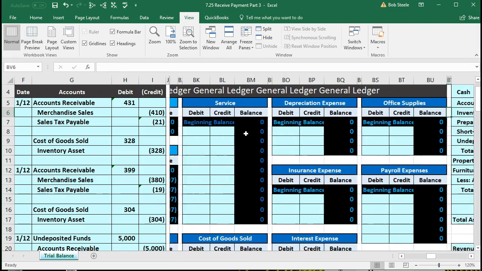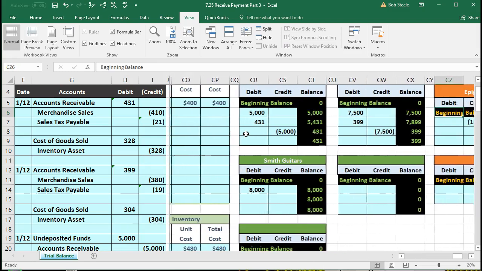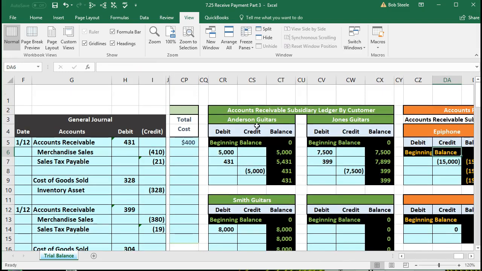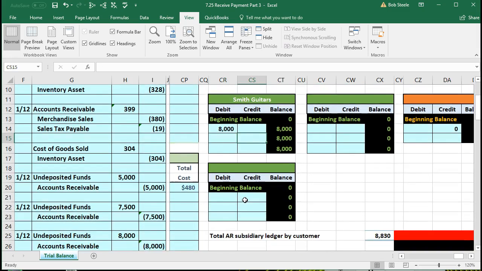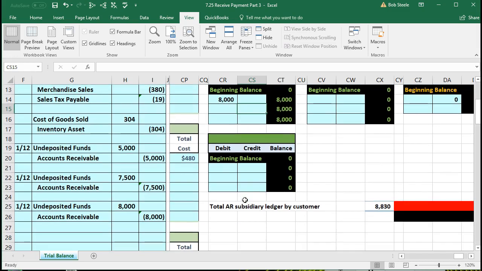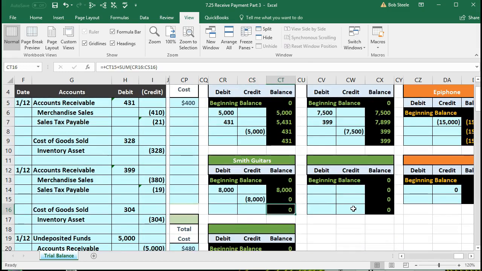So we're scrolling all the way to the right. We're going to see some green type accounts again, and that's when we know we are there. So way over here, here's our green type accounts. This is the accounts receivable subsidiary ledger by customer. We're looking at Smith Guitars. Here's Smith Guitars, who paid us that 8,000, so we will be in cell CS15, and that's going to be equal to this 8,000 here. So we're just posting this same 8,000 to another type of subsidiary ledger, not the general ledger, but a subsidiary ledger broken out not just by date, but also by customer. There we have that. And so Smith Guitars owes us nothing at this time.